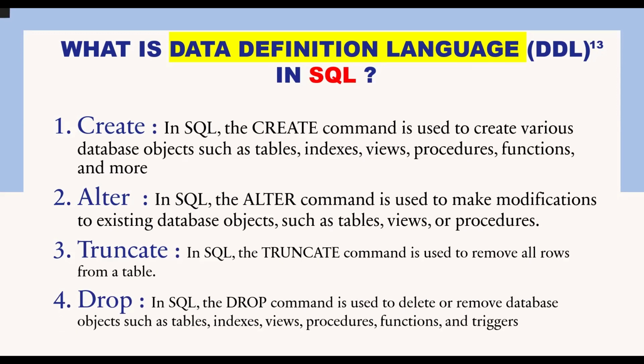In SQL, the drop command is used to delete or remove database objects such as tables, indexes, views, procedures, functions, and triggers. Just don't worry about the indexes, views, procedures, functions, and triggers. We will be discussing these things in our upcoming videos. Let's focus on table and database. We can use the drop command to delete the entire table. When we use the drop command, it will completely delete the structure and the data of a table.